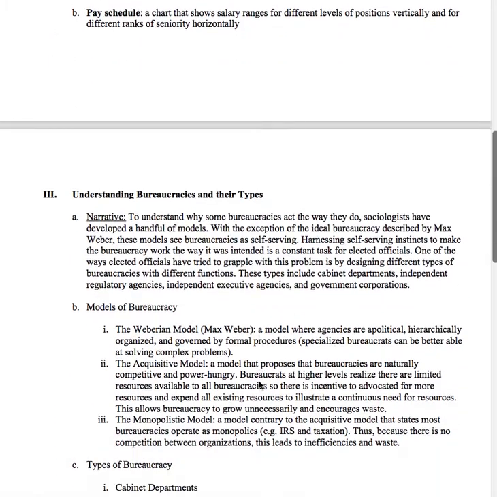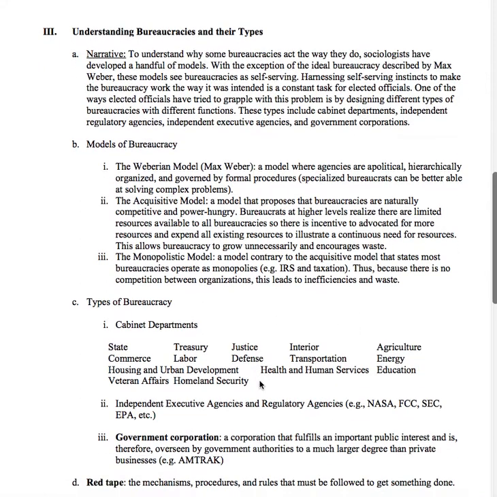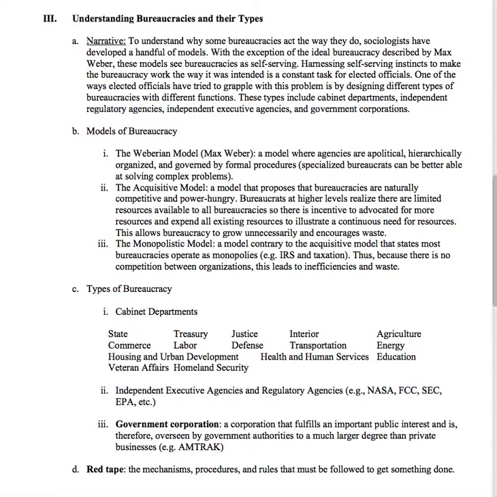Section 3. Understanding bureaucracies and their types. Here's the narrative. To understand why some bureaucracies act the way they do, sociologists have developed a handful of models. With the exception of the ideal bureaucracy described by Max Weber, that's how you say that, not Weber, Weber is German, these models see bureaucracies as self-serving.